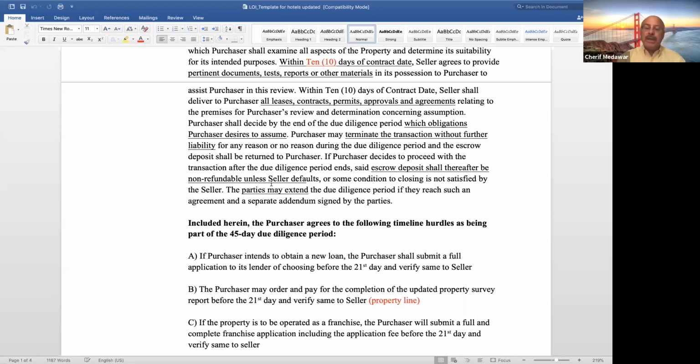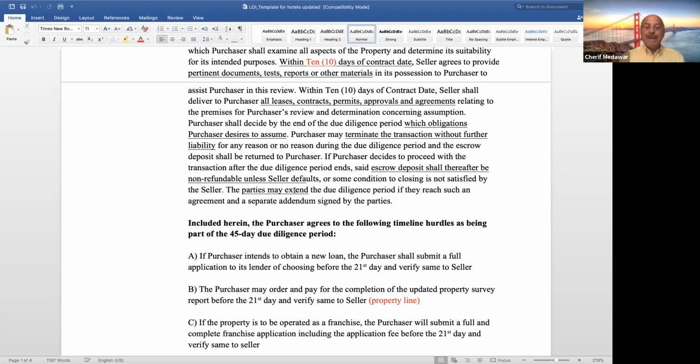That means the money you put in is non-refundable unless seller defaults or some condition to closing is not satisfied by the seller. So if I go hard, that means my money is no longer refundable as a purchaser. And then I'm still waiting for some stuff from the seller, but they don't comply. Well, they're in default, then they need to refund my money.